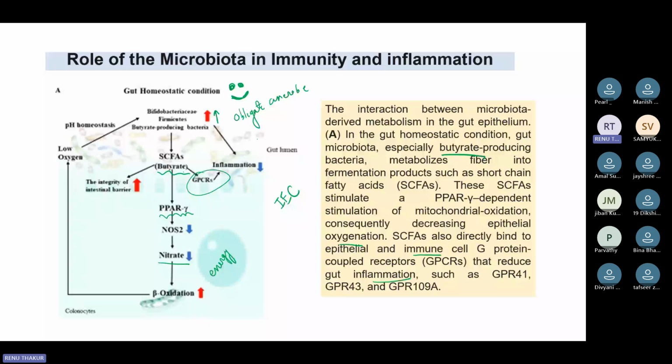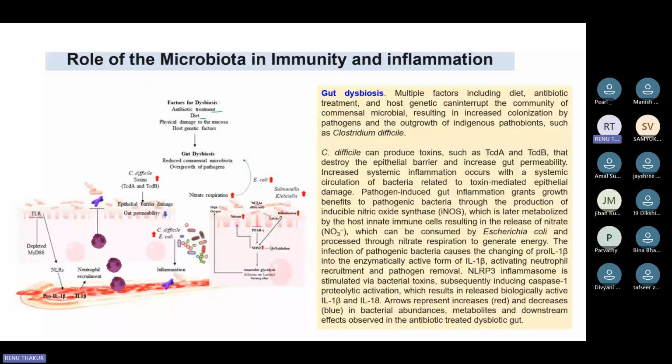So here I was talking about this part, that if you are having a leaky gut, all these inflammatory molecules will be in your bloodstream. So your blood will be unhealthy. So we will talk about this tomorrow. So let me stop the recording.